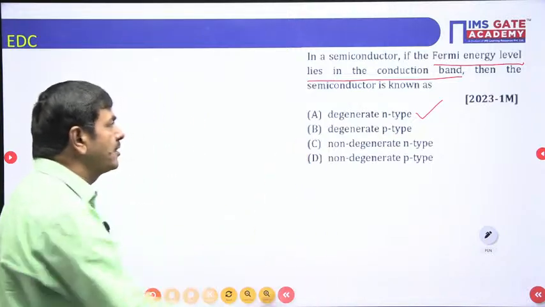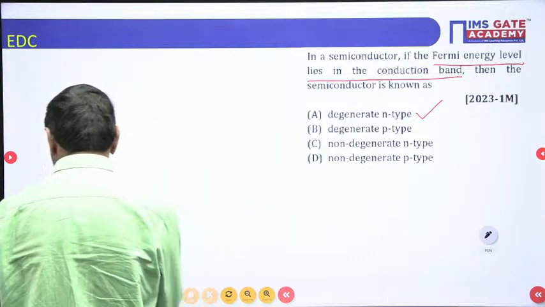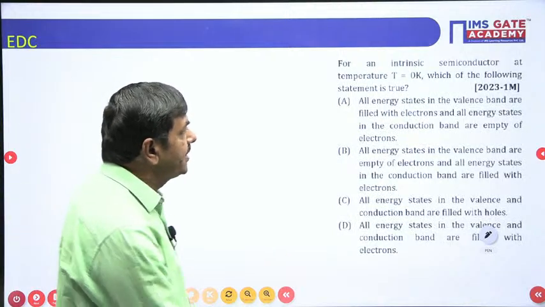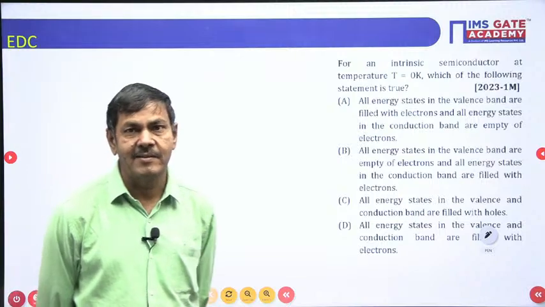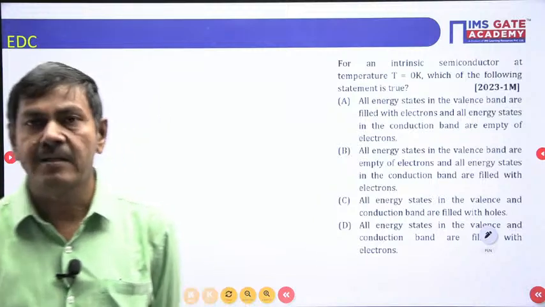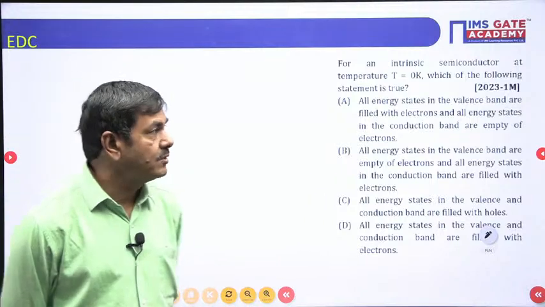This was GATE 2023, given for 1 mark. Next question, you try this question. I will give it in your hand. This is also a GATE 2023 1 mark question. I will see how many students can give the answer for this question. Start doing this question without my help.